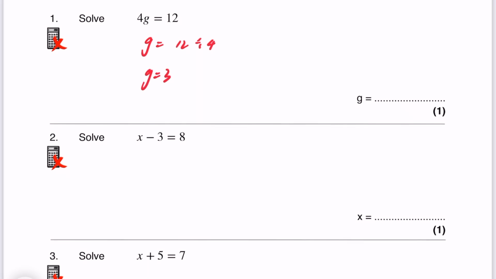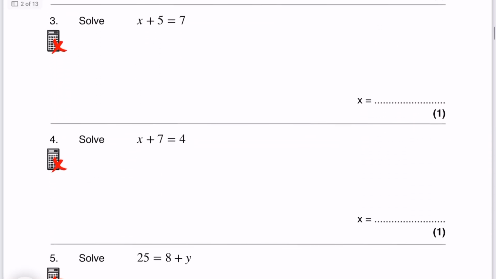And for question 2, do a rearrangement. x equals 8 plus 3, x equals 11. And then let's move on. For question 3, x equals 7 minus 5, which is why we got the answer x equals 2. And question 4, we do the same thing. If you've got addition on the left-hand side, then you need to subtract it on the right-hand side. x equals 4 minus 7, x equals minus 3.